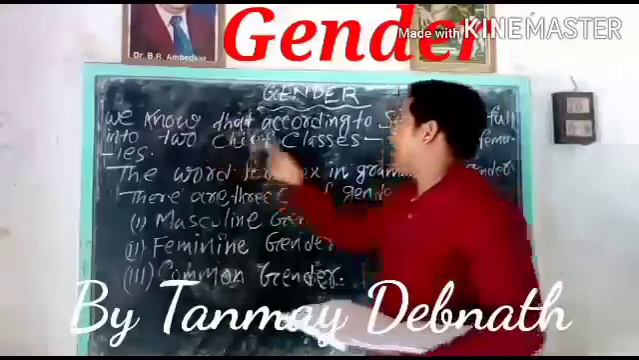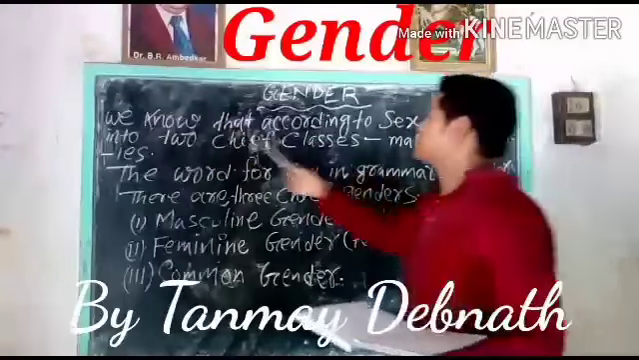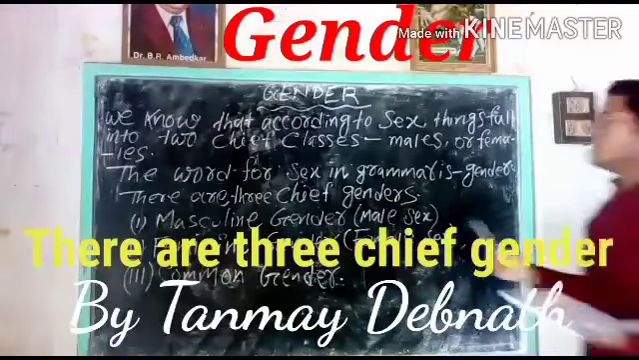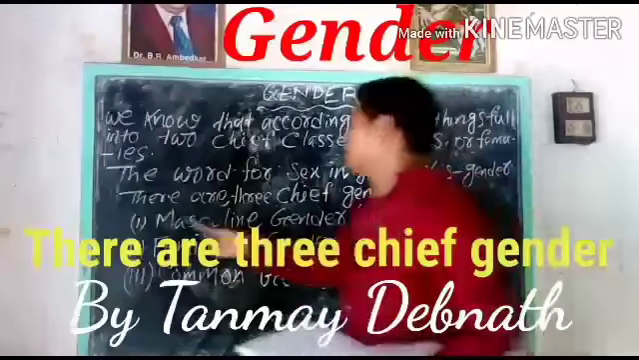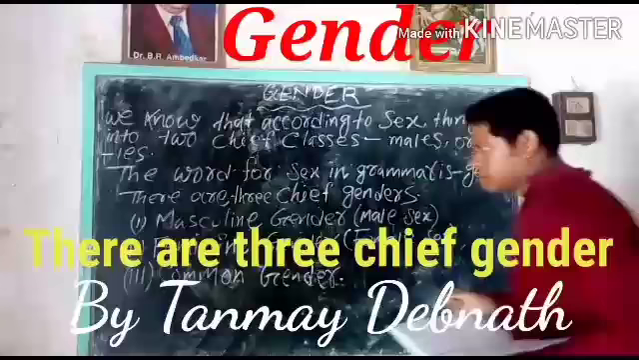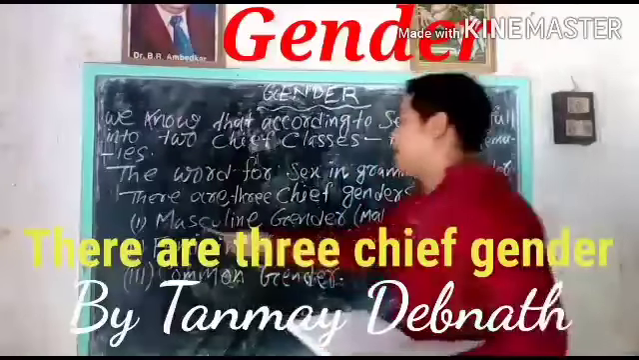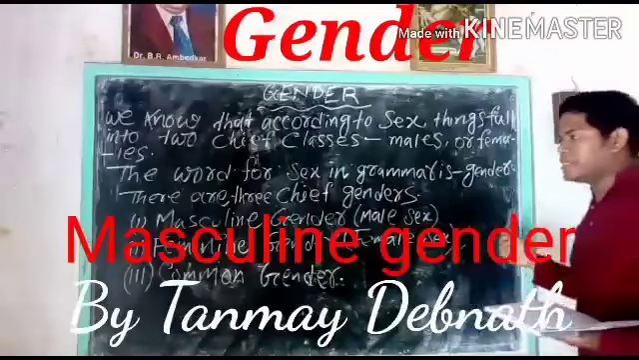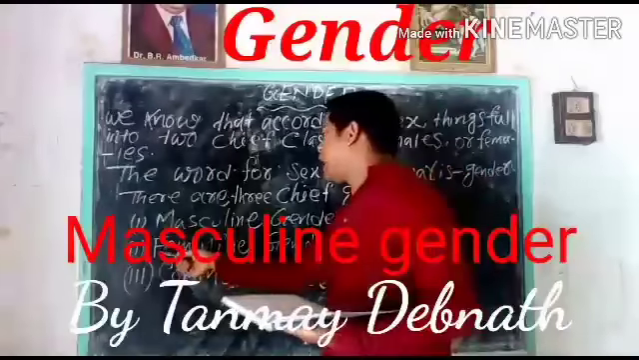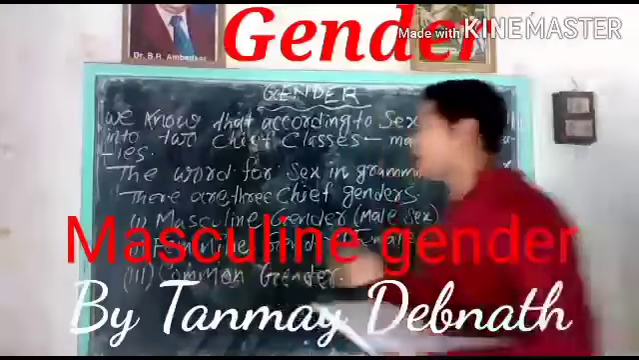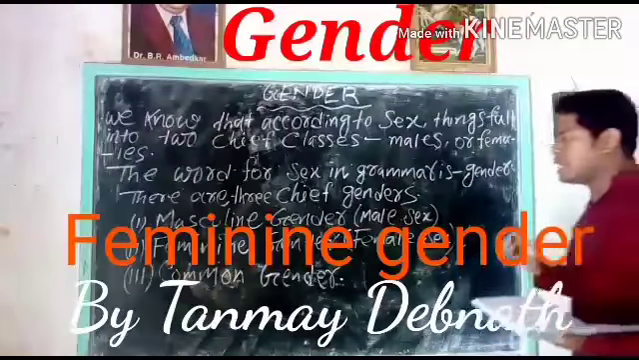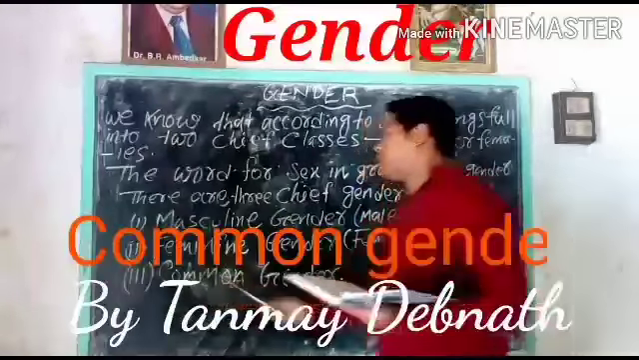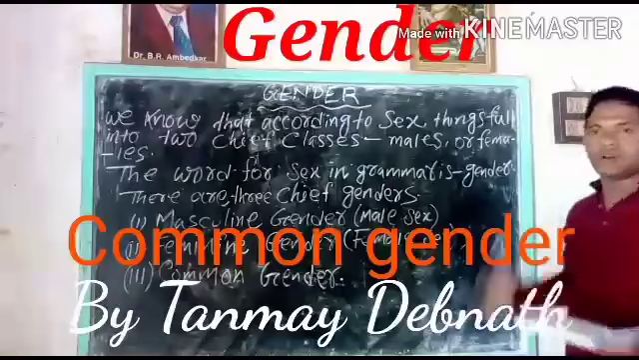According to sex, things fall into two chief classes, males or females, and there are three chief genders. First one is masculine gender, M-A-S-C-U-L-I-N-E. It refers to male sex. Number two is feminine gender, F-E-M-I-N-I-N-E. Feminine gender refers to female sex. And number three is common gender, C-O-M-M-O-N.